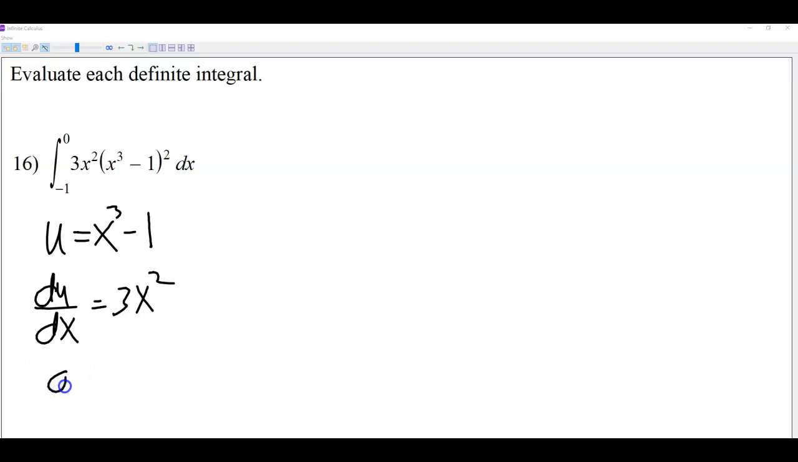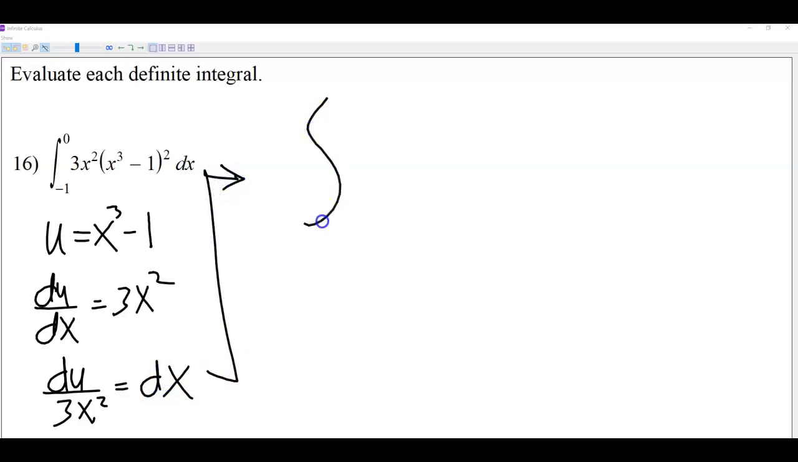Getting dx by itself, we get that. And going ahead and putting everything in there, we have the following.